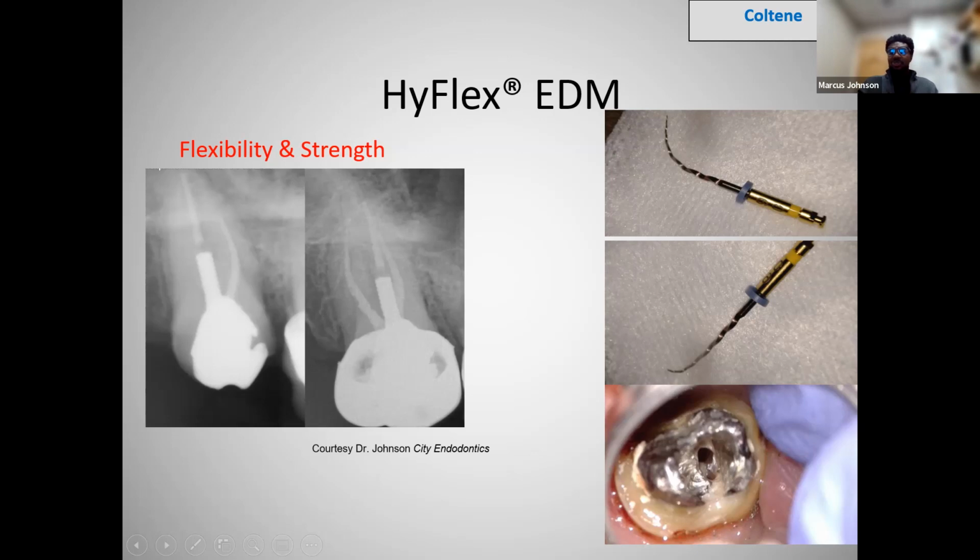So new files, new technology, it really just helps facilitate dentin conservation.